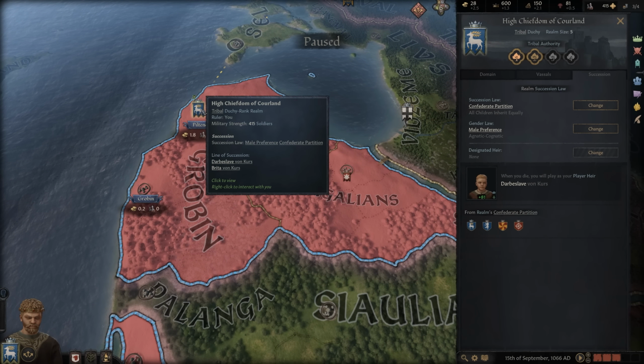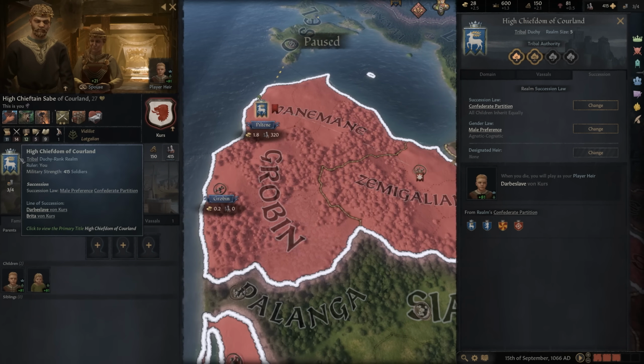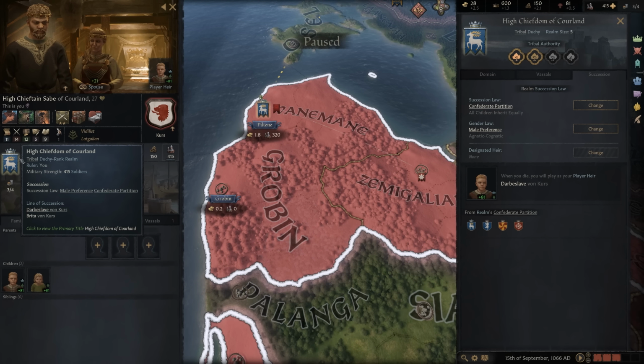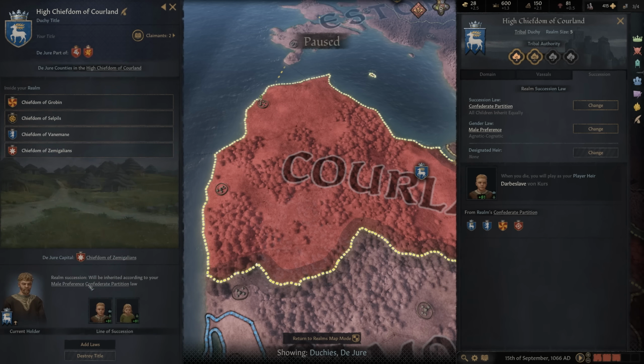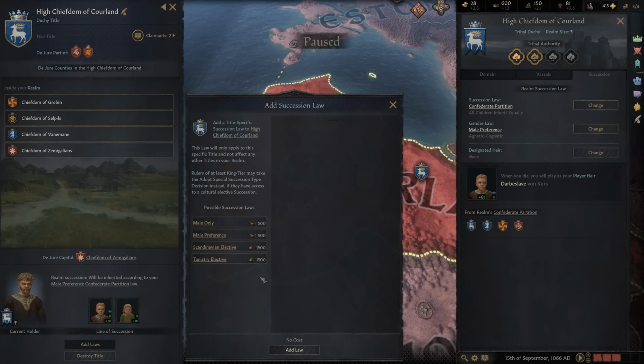So if I were to click on this character here, and here's my primary title of the duchy of this location, click on that. There are laws. Now, specific tribal laws can be put into effect. Right now, I believe that we already have the law that is Scandinavian. Oh no, Scandinavian elective is right here. But there are 3 types of elective that are typically accessible within a lot of tribal duchies, or, I'm sorry, tribal factions. Scandinavian elective, Tanistry elective, and Anglo-Saxon or Saxon elective.